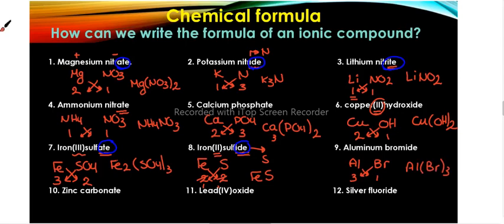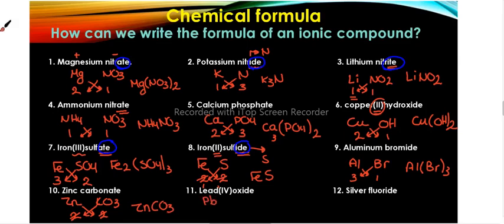Zinc carbonate, it is the Zn and the CO3 as a polyatomic ion. The Zn is a 2 and the CO3 is another 2. You can also simplify, so it will become ZnCO3.